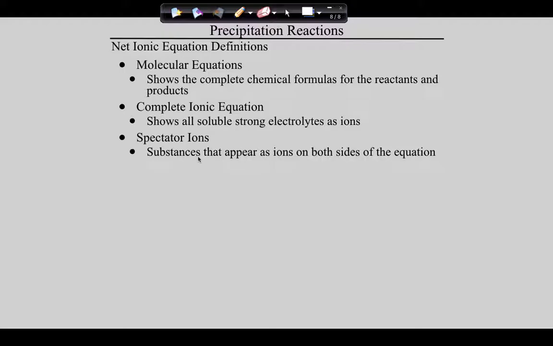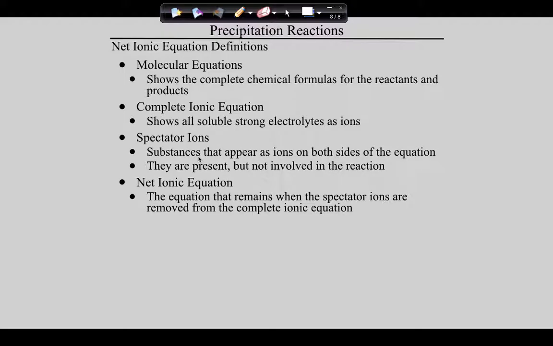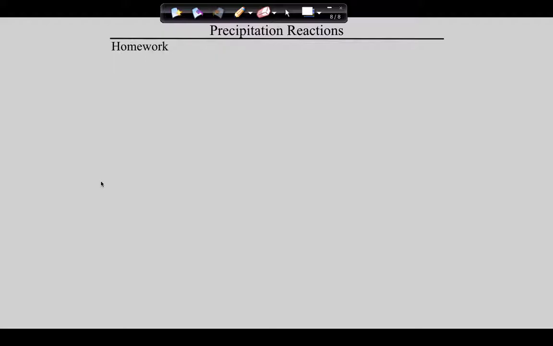So guys, don't write these down, but if you would like, here is the definition of complete molecular, complete ionic, spectator ions, and net ionic. But I think what you have in your notes is even more valuable than these words. And then guys, here's your homework. Now you know what you need to know to answer all of these, and we will grade these on Thursday.